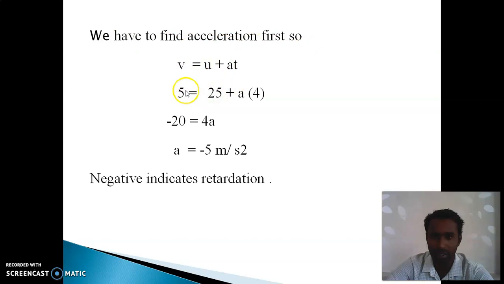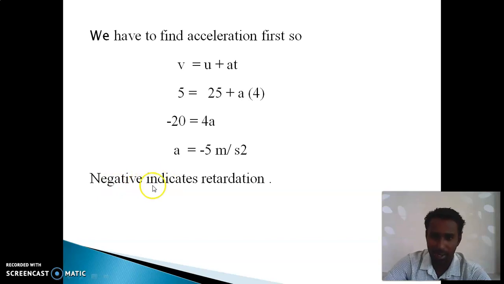So u equal to 25 and v equal to 5 and t equal to 4 seconds. Here 25 will go to that side. So 5 minus 25 is minus 20, and 4 into a is 4a. So 4a equal to minus 20, a equal to minus 20 divided by 4, which is equal to minus 5 meter per second squared. If you divide, 5 fours are 20.